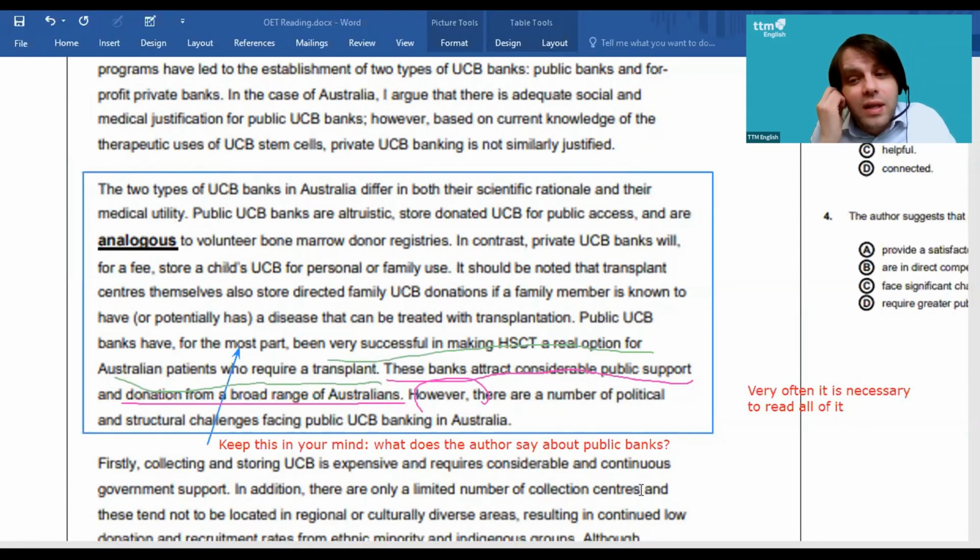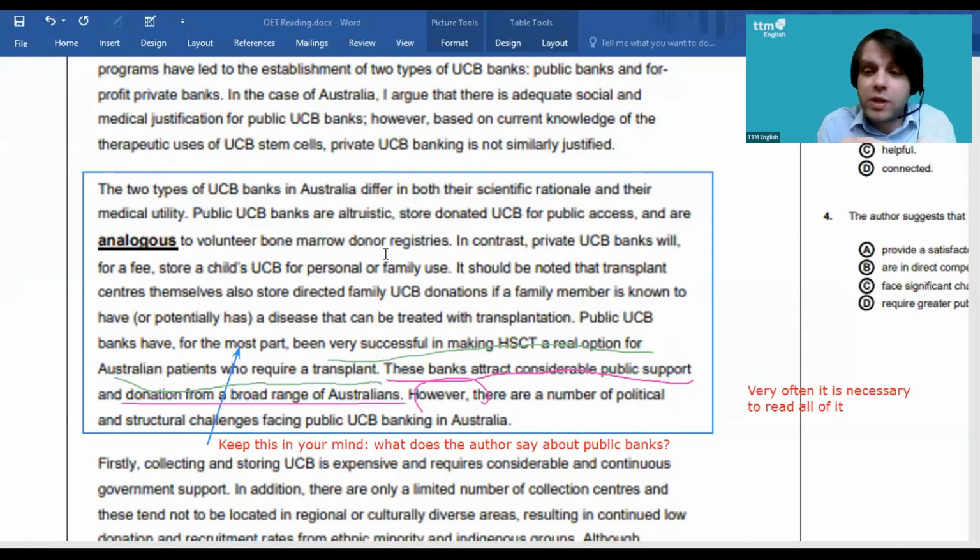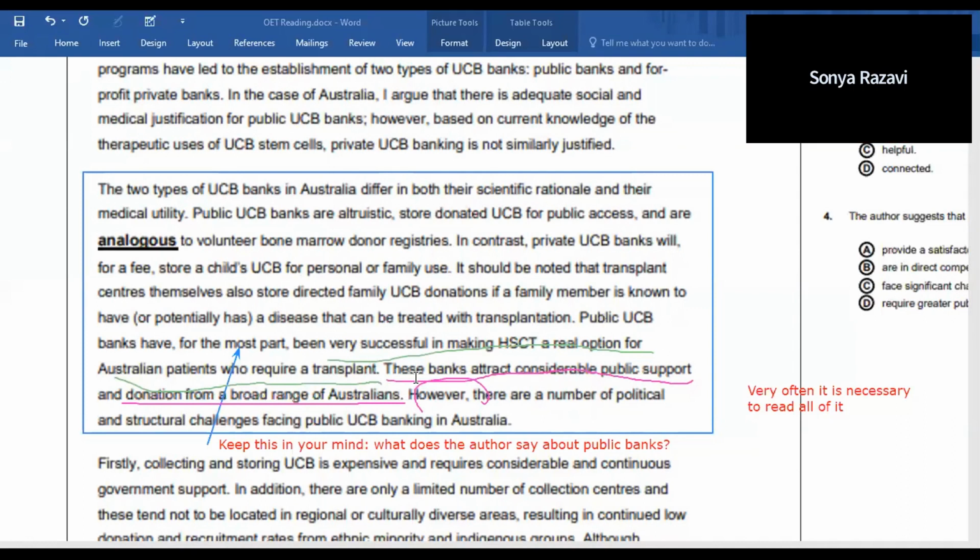What kind of answers do we think are correct here? What do we think, A, B, C? We can eliminate attract considerable public support. Okay, let's just try and summarize it in general. What is it saying about public banks? What does the author suggest? Attract considerable public support and donation from a broad range of Australians.